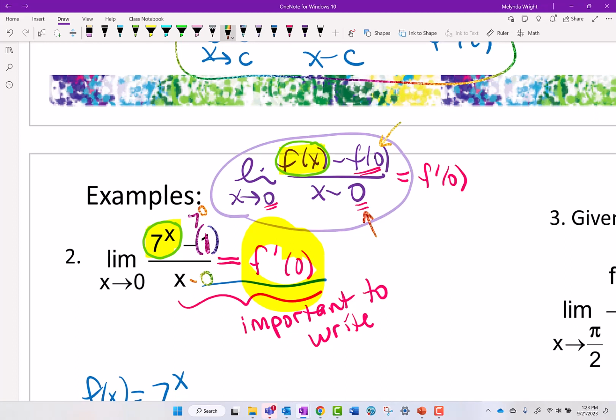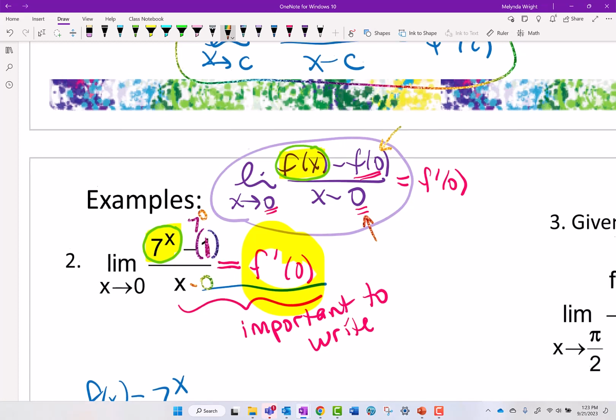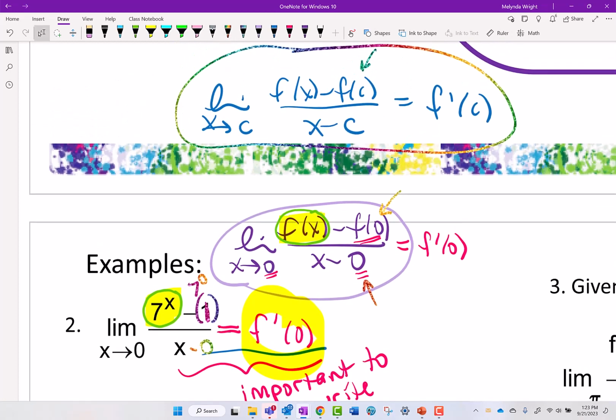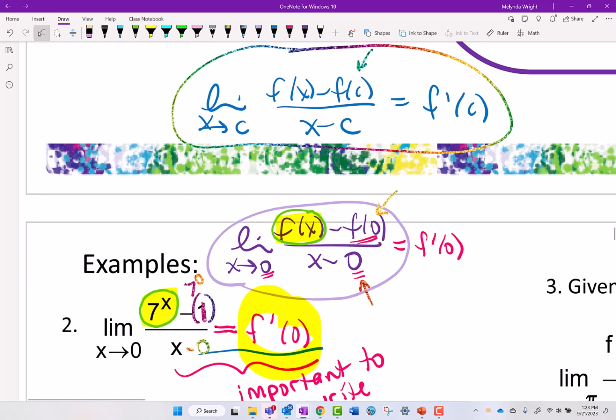That's the reason I'm able to do anything, is that I am matching it to the formula and I am doing a shortcut. I'm actually going to take the derivative. I'm going to sub in the c. Does that help? Okay. Any other questions?